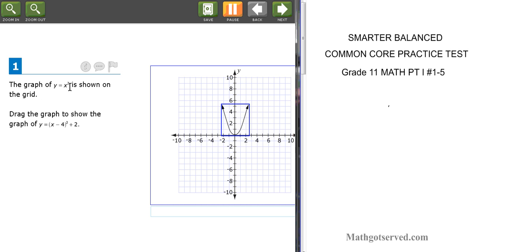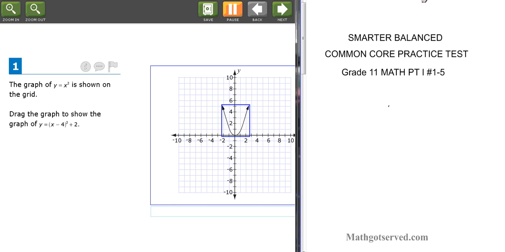It reads, the graph of y equals x squared is shown on the grid. So this graph right here is y equals x squared. Drag the graph to show the graph of y equals (x minus 4) squared plus 2. If you come across any question on your assessment and you do not know how to respond, there is an I button that gives you a brief tutorial on how to generate the desired response. Okay, so this is just a drag and drop response question. So let's go ahead and answer it.